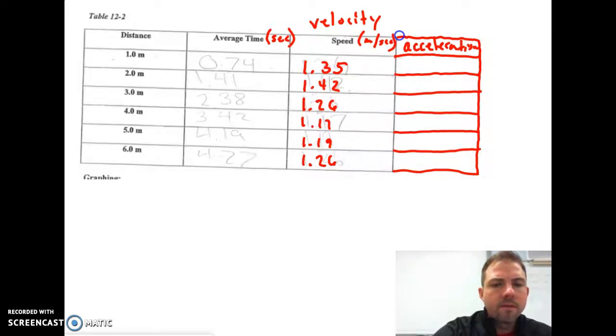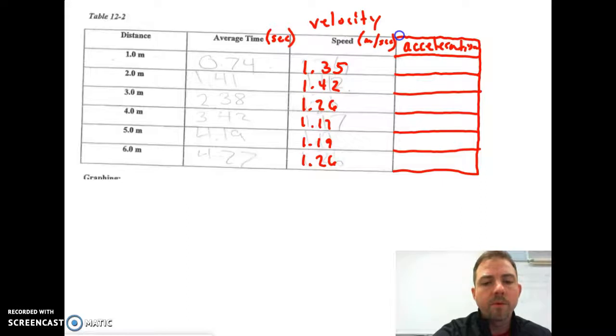Now, before we calculate acceleration, we have to recognize what's taking place. I have 1.35 meters per second, which is the rate at which the marble was traveling over one distance. Now we look at the speed it took the marble to travel 2 meters, and we have 1.42 meters per second. Well, this is a greater number. So what does that tell us? It tells us that the marble accelerated. The marble actually picked up speed on its way to 2 meters.